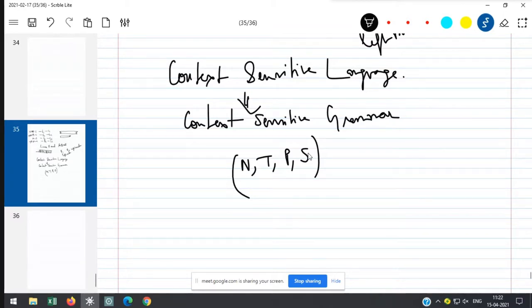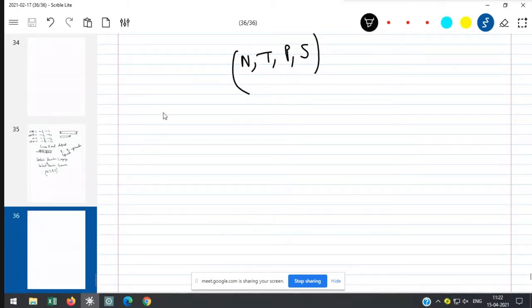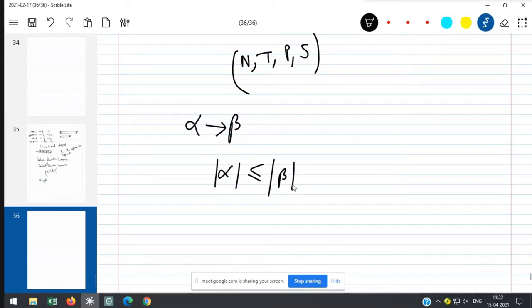So what type of production rules is considered as context sensitive grammar? Let me explain that. Alpha derives to beta. This is a production rule of this type. Alpha is a combination of terminals and non-terminals. Again, beta is a combination of terminals and non-terminals. And for the context-sensitive grammar, the length of alpha should be less than or equal to the length of beta. That's it. Okay.